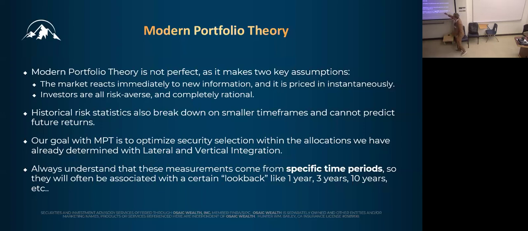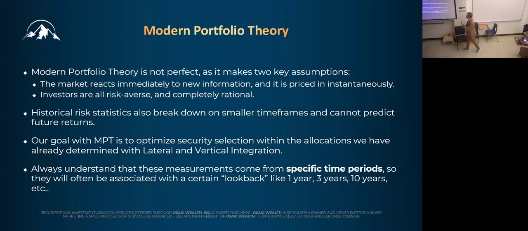So our goal with modern portfolio theory is to optimize security selection within the allocations we already determined with lateral and vertical integration. So we chose lateral and vertical integration to choose what kind of stuff we're going to have in here. And now we're going to be looking at individual securities, applying modern portfolio theory to know that the pieces we're putting in are the best pieces we can pick.